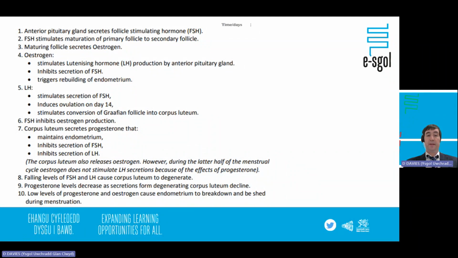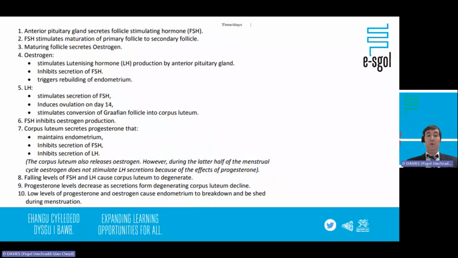The corpus luteum, you'll remember that's left over from a Graafian follicle ovulating a secondary oocyte, secretes progesterone. Okay, and that progesterone maintains the endometrium, keeps it thick. Okay, it inhibits FSH and it inhibits LH. Okay, corpus luteum will also release some estrogen. However, during the second half of the menstrual cycle, the estrogen doesn't stimulate LH secretions because of the effect of the progesterone. Okay, so you can see there's a very complicated relationship between all four of these hormones, isn't there?